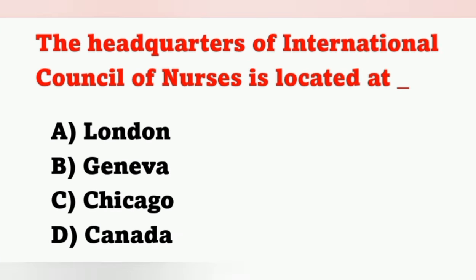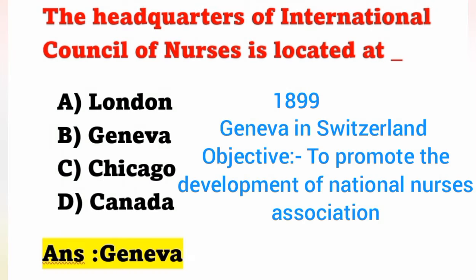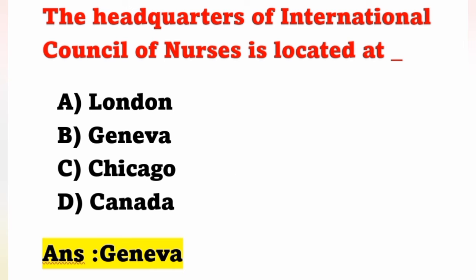And the next question: the headquarters of the International Council of Nurses is located at option A, London, option B, Geneva, option C, Chicago, option D, Canada. The headquarters of ICN is located at Geneva. Option B is the correct answer. The International Council of Nurses was formed in the year 1899 and its headquarters is in Geneva, Switzerland. Its main objective is to promote the development of National Nurses Associations. Move on to the next question.